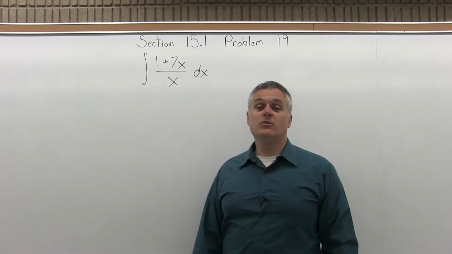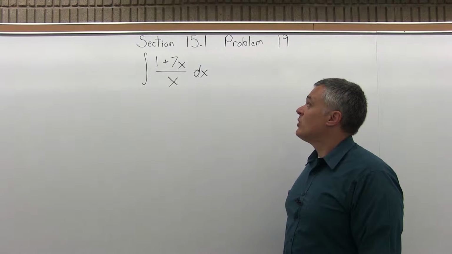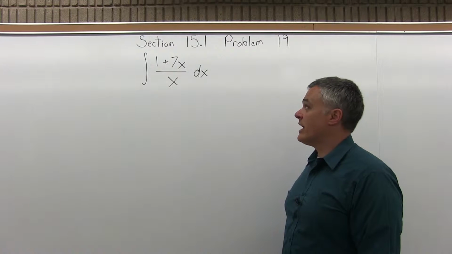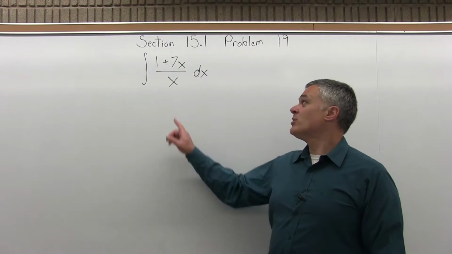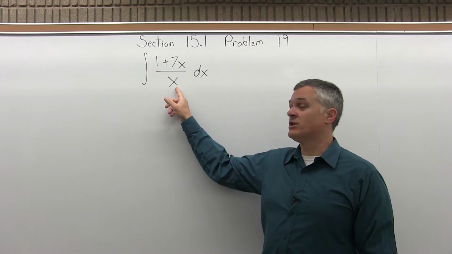This is Section 15.1, problem number 19. We want to find the integral of 1 plus 7x over x. The problem with this that makes it a little more difficult than some of the others is the fact that you have a variable in the denominator.